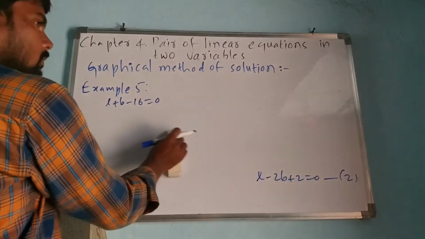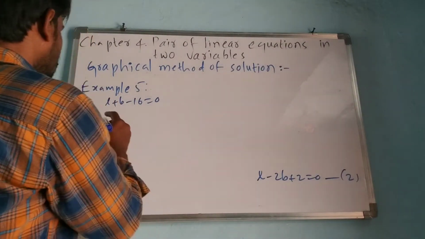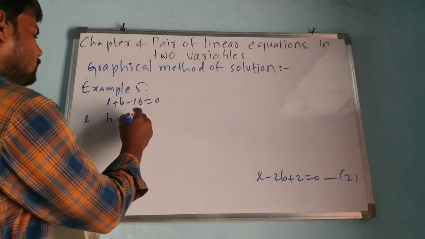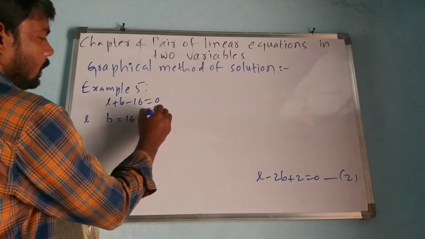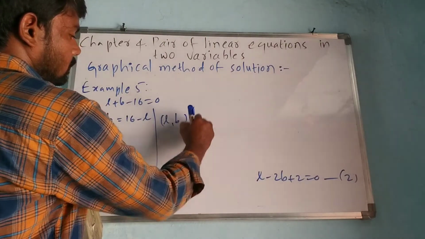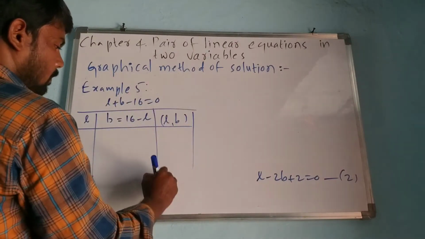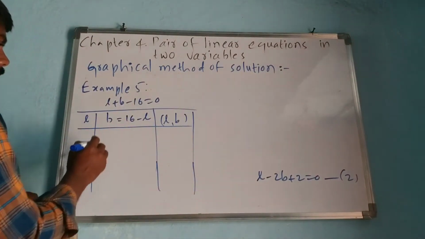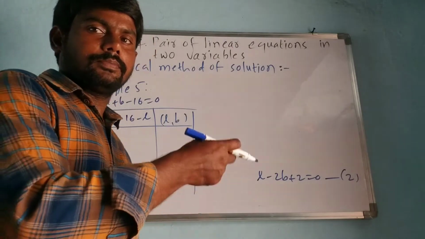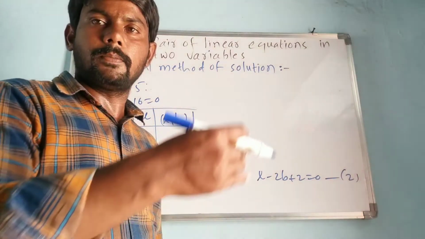So we have to write the table for the equation L plus B minus 16 is equal to 0. So in the first column we take L, the second column B. So B is nothing but 16 minus L, and then L comma B. This is the table for L plus B minus 16 is equal to 0. As we know that length and breadth are measures, they are always positive. So that's why we can take the positive values.